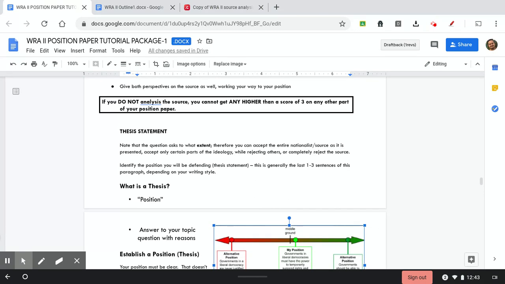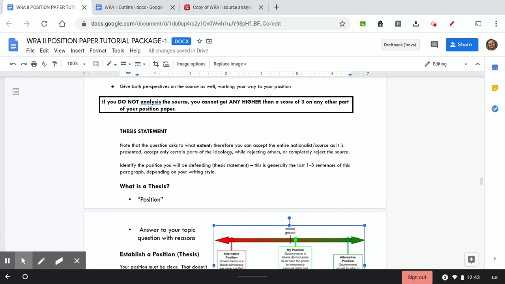Now, your thesis statement. For some of you, this is going to be one of the most difficult parts of this paper. Others, this is going to come easier. So note that the question asks, to what extent? When someone is asking to what extent, that means it is not yes or no. It's not black or white. It could be anywhere on the spectrum. So therefore, you can either accept the entire nationalist source as it is, or you can accept only certain parts of the ideology while rejecting others, or you might completely reject the source. So identify the position you will be defending. That is your thesis statement.